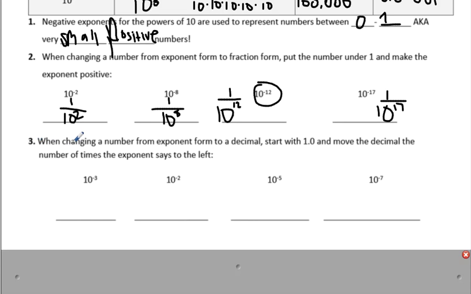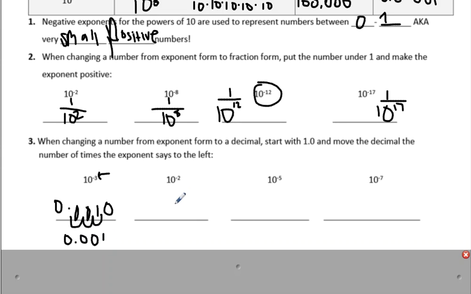Or another way, and it's written here for number 3, it says when changing a number from exponent form to a decimal, we're going to start with the number 1.0. So you're going to start with 1.0, and you're going to move the decimal the number of times the exponent says. So we're going to move that decimal 3 times to the left. Once, twice, 3 times, and you have to be really clear about which ones you have to add a 0 into. So I just have to add 2 zeros. And then I can always add the 0 before the decimal. Okay, so if I were to rewrite that nice and neat underneath, it would be 0.001.